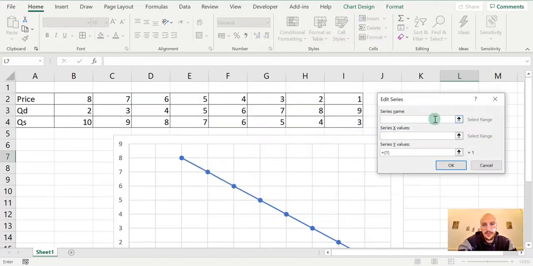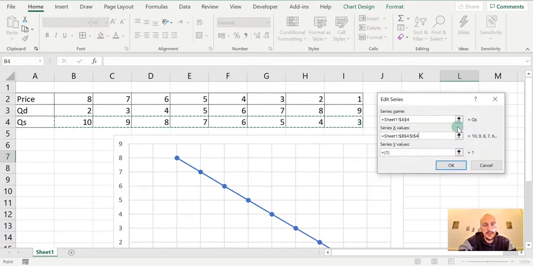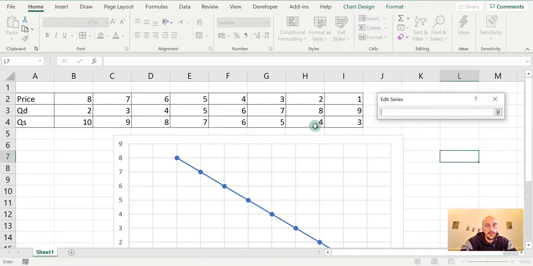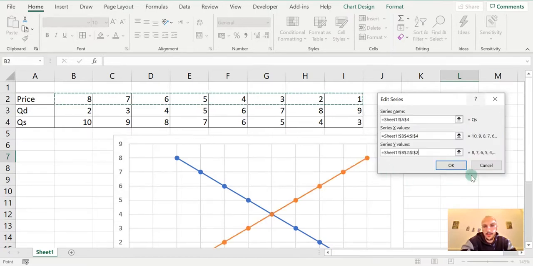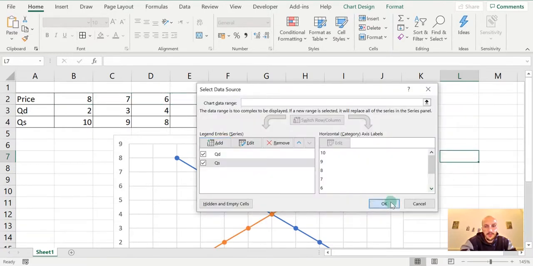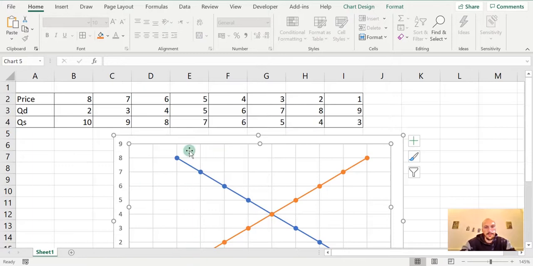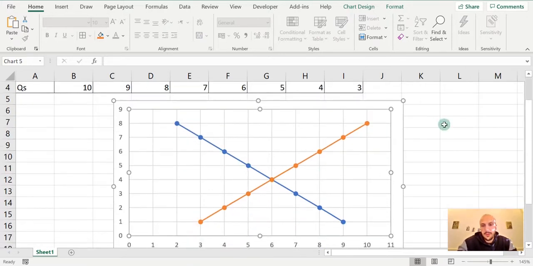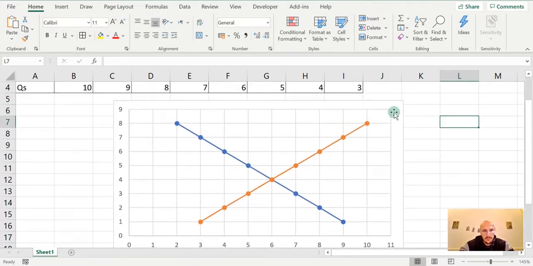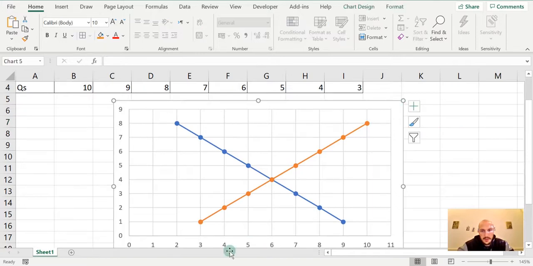Okay, and then we will add QS, which is the second one, and the series X values are the quantities, like QS, the whole range, and the Y values are the price again. Great. So now we have our graph. This one is good.